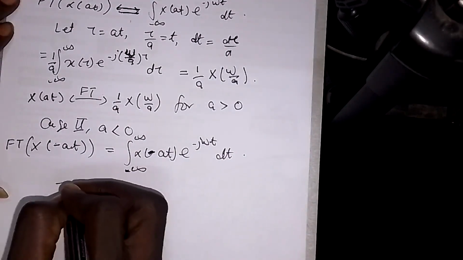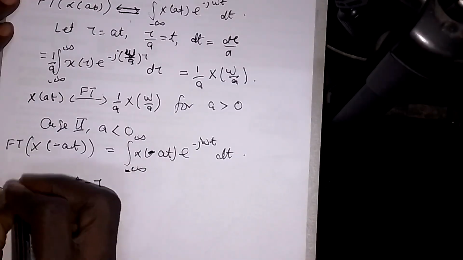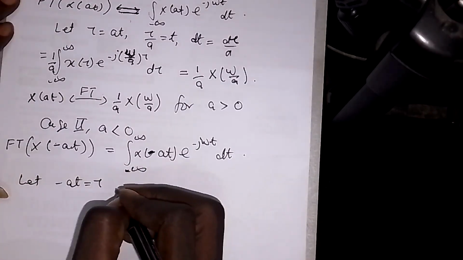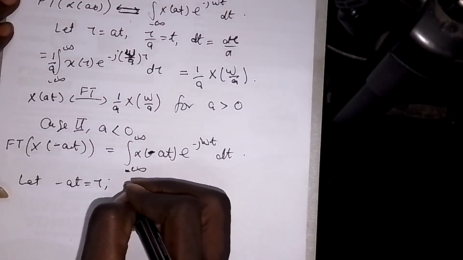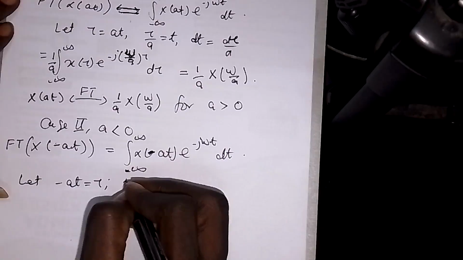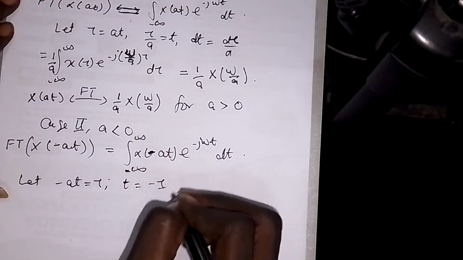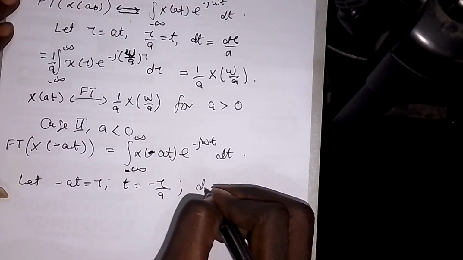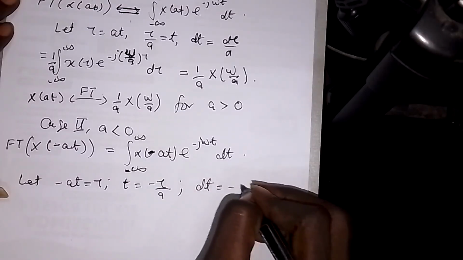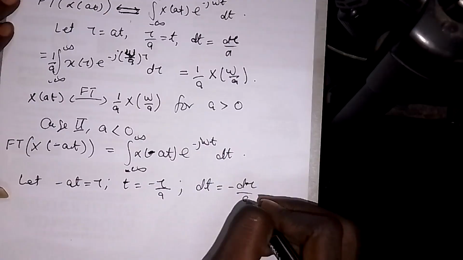So now here, let minus a t be equal to tau. And then t is equal to minus tau over a. The t is equal to minus the tau over a.